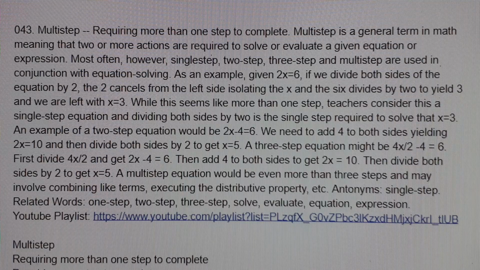First divide the 4x by 2 and get 2x minus 4 equals 6. Then add 4 to both sides to get 2x equals 10. Then divide both sides by 2 to get x equals 5. A multi-step equation would be even more than 3 steps and may involve combining like terms, executing the distributive property, etc.